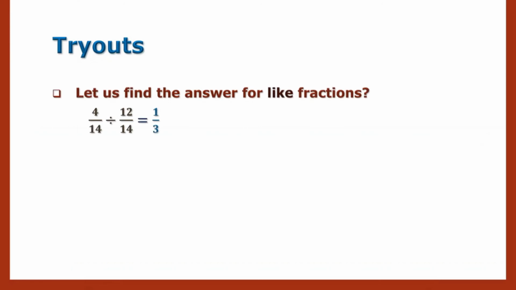Now let's solve some tryouts. Let's find the answer for the like fractions. Consider the example 4 by 14 divided by 12 by 14. As usual, the antecedent term, which is the first term, remains the same.